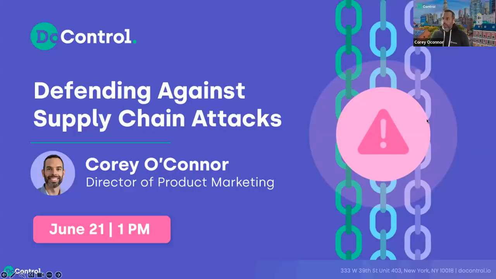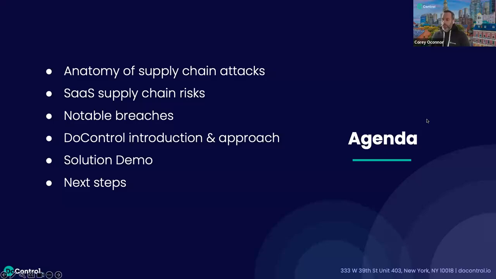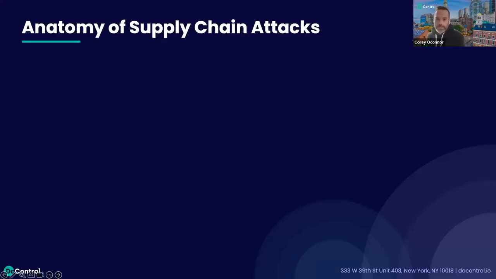All right, so let's quickly cover the agenda. First, we're going to cover the anatomy of supply chain attacks. We'll highlight SaaS supply chain risks. We'll then pivot to cover some of the more notable breaches that have taken place over the last year. We'll do a quick introduction on Do Control and our approach to securing SaaS supply chain. We'll do a super high level solution demonstration, and then I will leave you with some additional resources if you're interested in learning more about Do Control's approach. All right, so let's go ahead and get started.